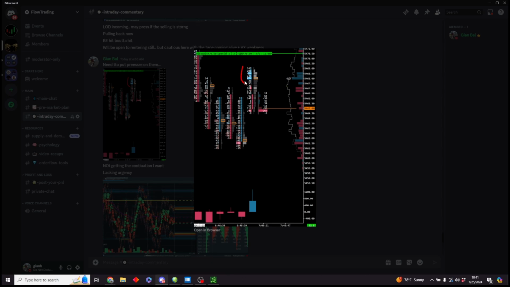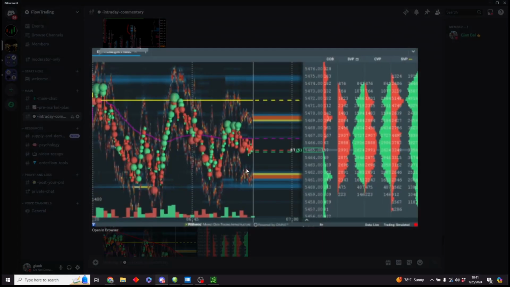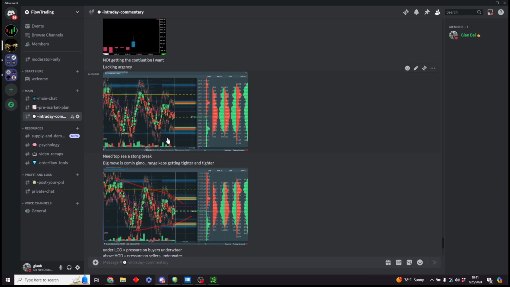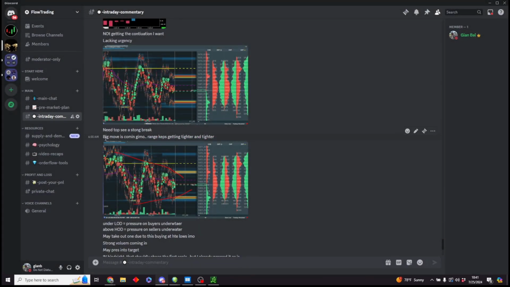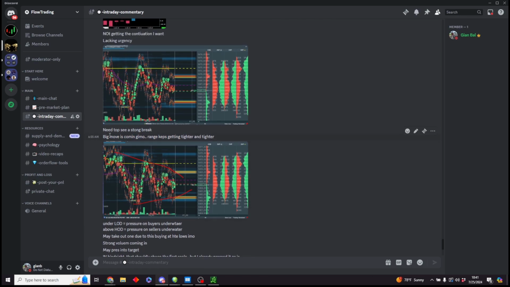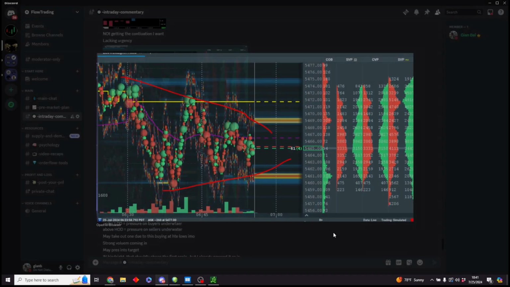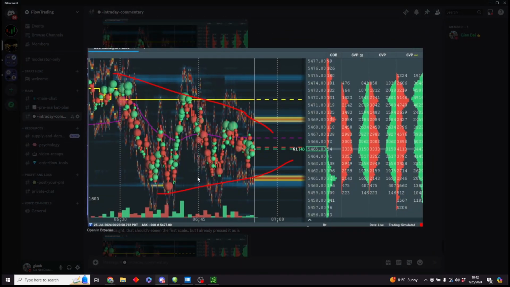See more buying into the 6-8s, just failing to sustain, but also to the downside as well. There's some selling into those lows, but we weren't getting that continuation I wanted. And you can see here the range is getting tighter and tighter. And in consolidation periods like this, I literally said here, big move is coming off of that. And whoever side fails is going to get put underwater. And I said here, under low of day, pressure on the buyers underwater. Above high of day, pressure on the sellers underwater.